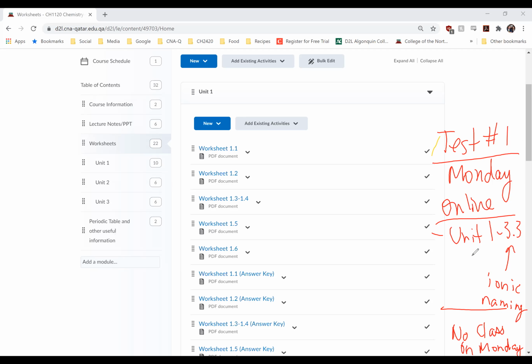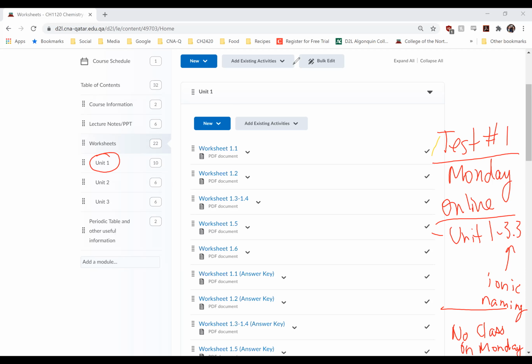Now, why am I here? Well, rather than go through the PowerPoints, I figured we could look at some of the worksheets, specifically the worksheets in Unit 1. There's a couple of practice problems I think would really help you guys out for your quiz on Monday. So let's look at that.